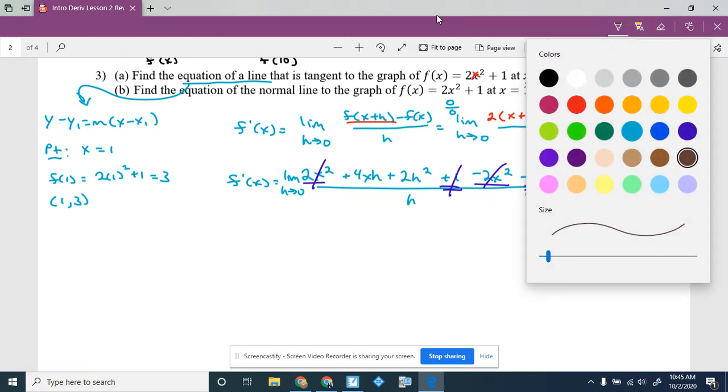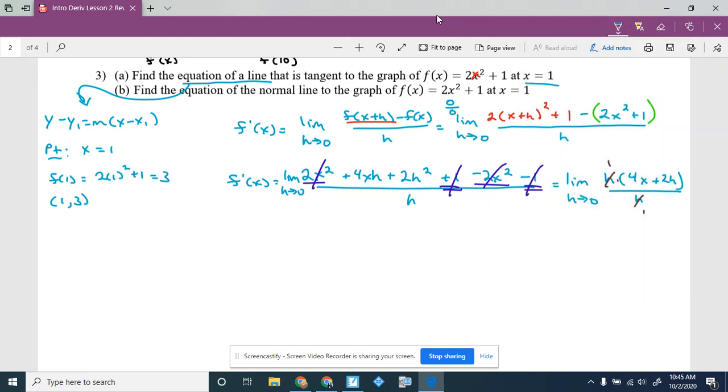So now I'm ready to go ahead and chuck a 0 in for h. So that would wipe that out. I would just get 4x. So f prime of x is just going to be 4x. So what the heck is that? That is my slope producing machine.